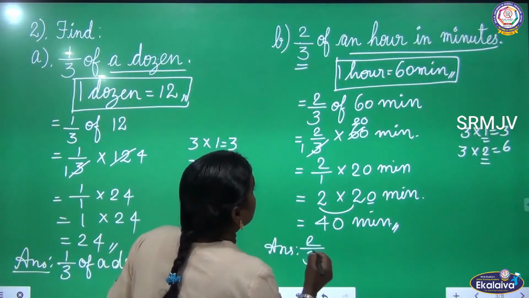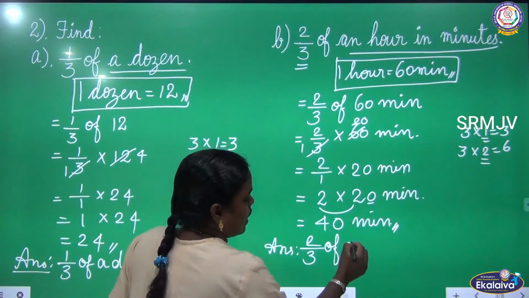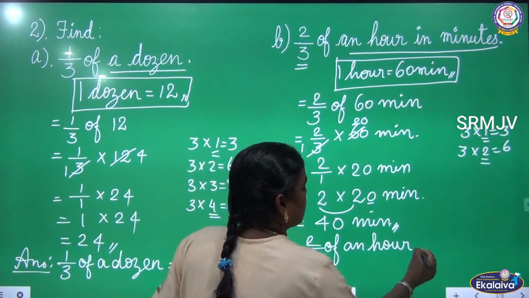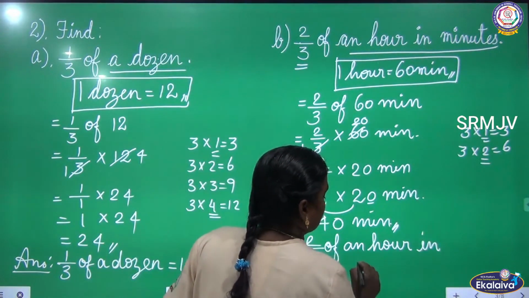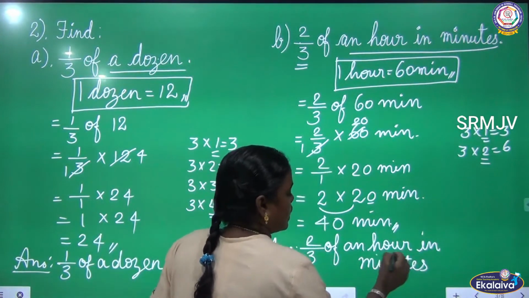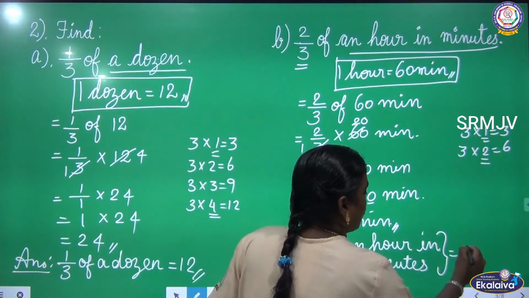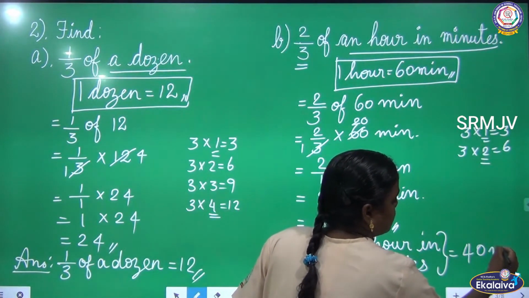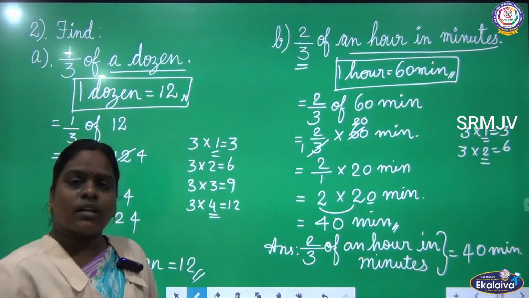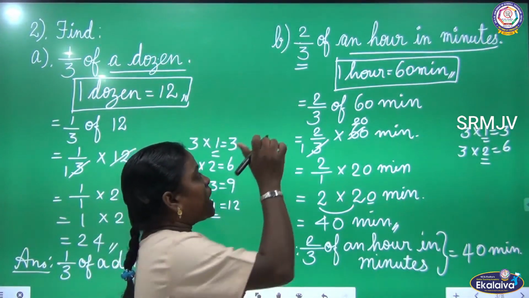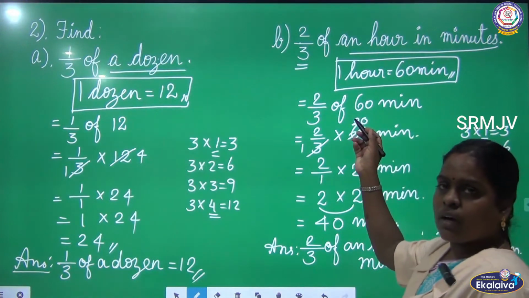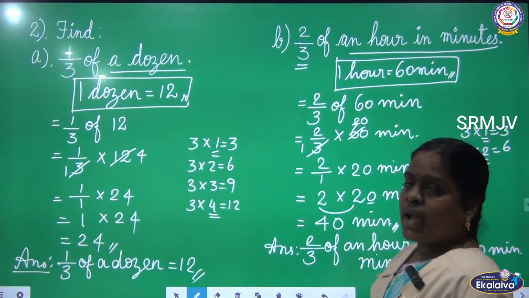2 by 3 of an hour in minutes equals 40 minutes. Yes, is this clear, children? You have to multiply the given fraction and the whole number so that you can get the answer.